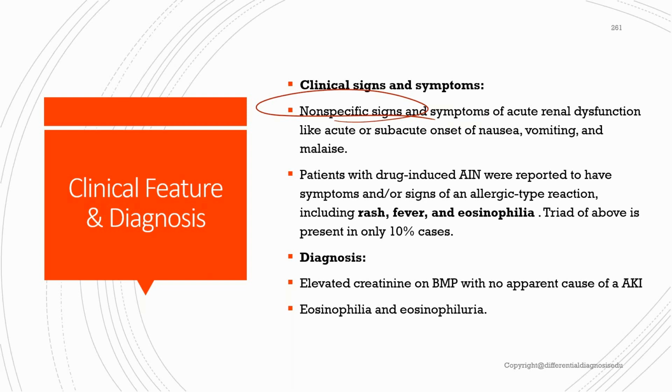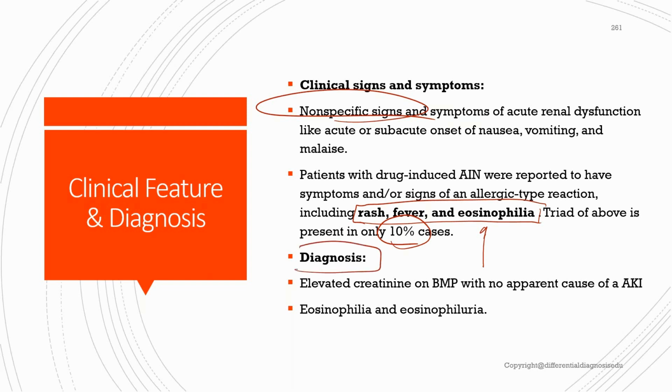So I know we all read about fever, rash, eosinophilia when we were in med school and when we were preparing for the USMLE exam, but this is present in only 10% of the cases. Only 10%. Fever, rash, eosinophilia. So even if one of these is present, you should consider the possibility of interstitial nephritis.